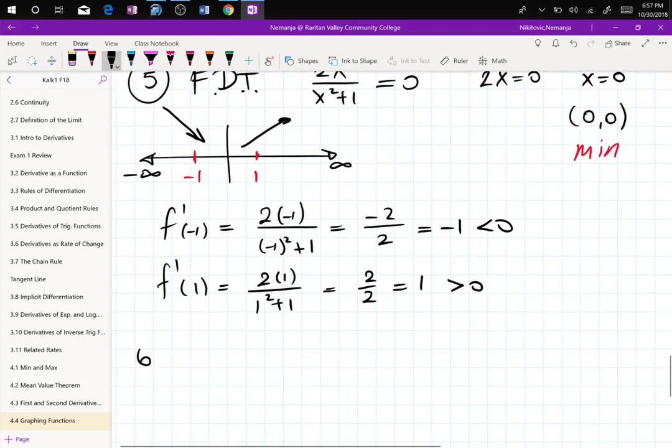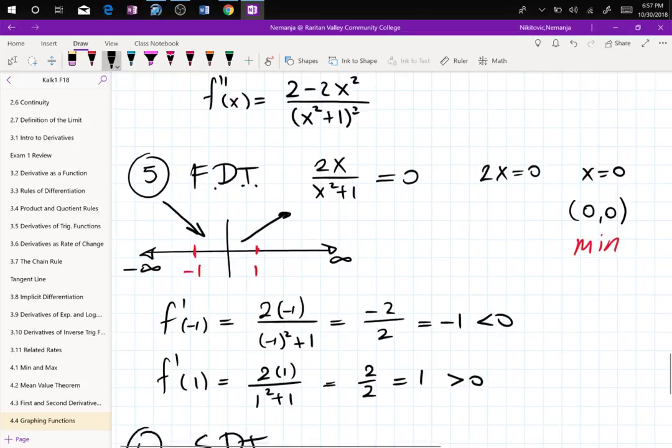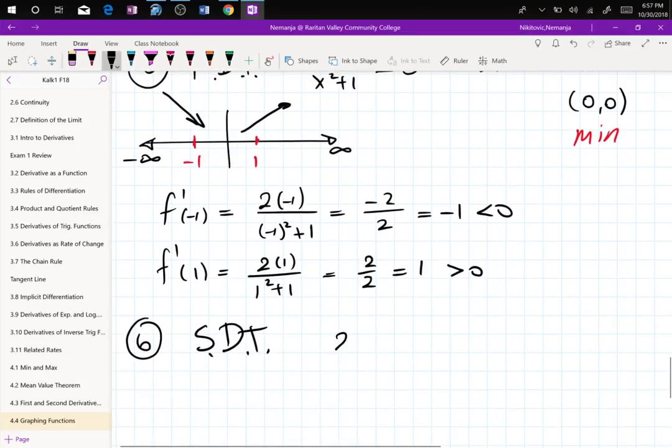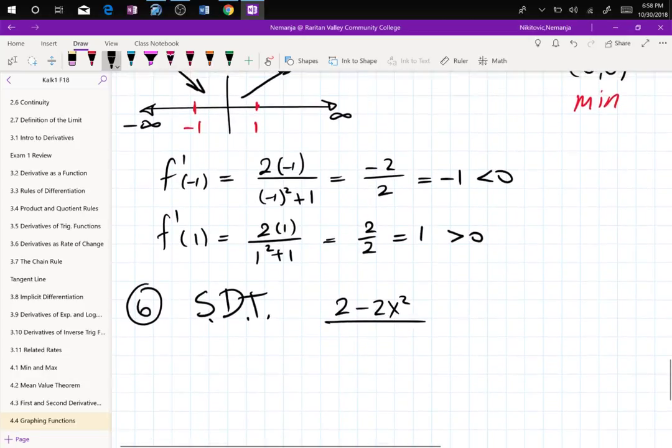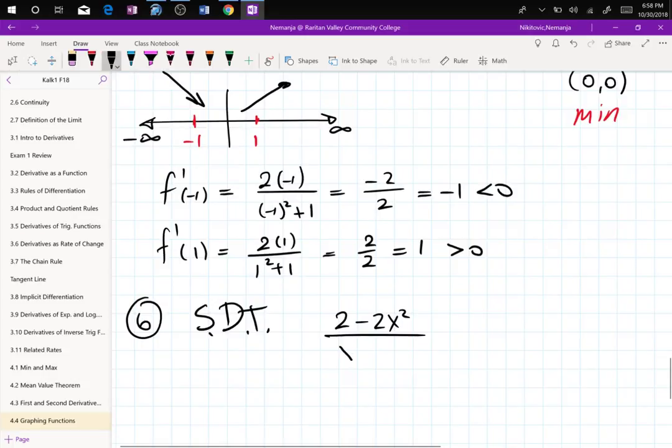Number 6, second derivative test. Now that's the longer equation. 2 minus 2x squared divided by x squared plus 1 squared.